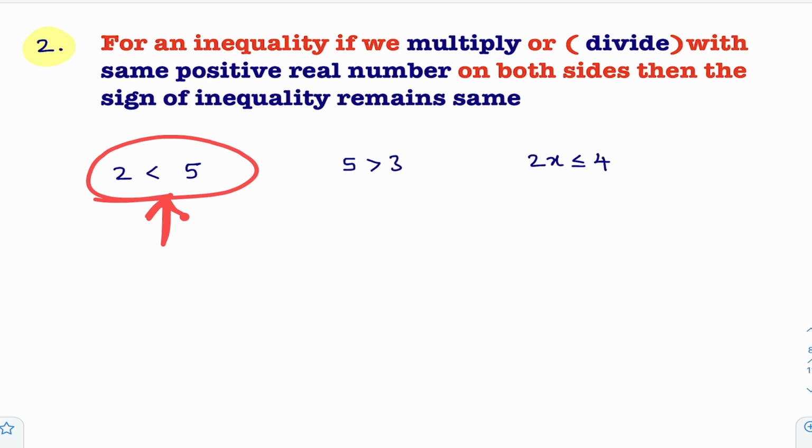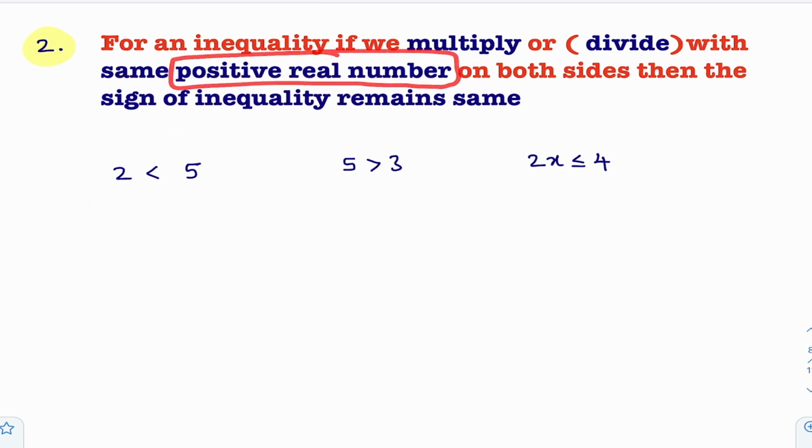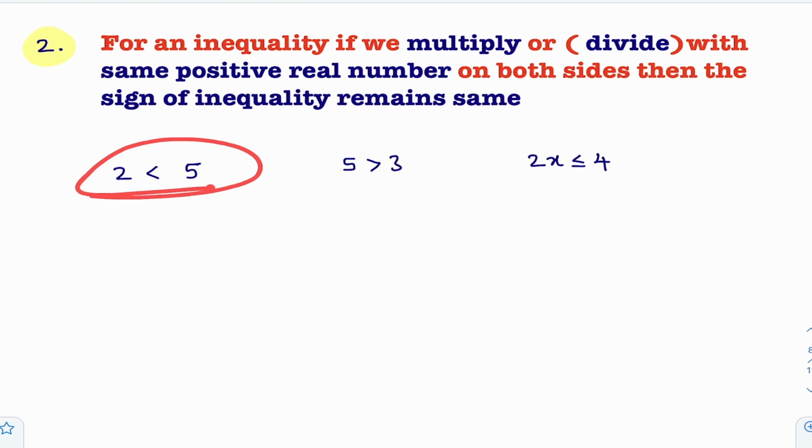What is rule number 2? For an inequality, if I multiply with the same positive real number, and here same positive is important, then the sign of inequality remains the same. If I multiply with a negative real number, the sign of inequality changes. That we'll discuss in the next point. So this is 2 less than 5. You take one positive quantity, take 3, and multiply with the same positive real number on both sides.